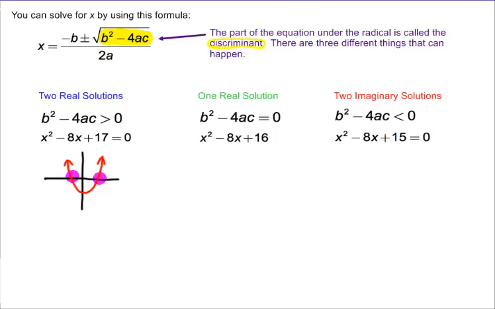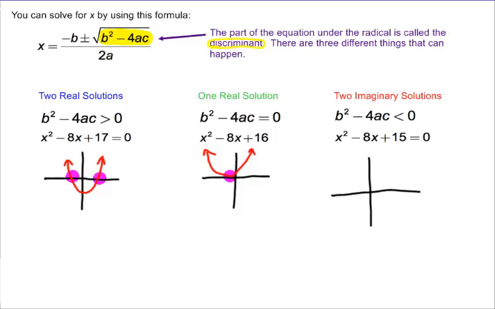Okay? The other thing that can happen is I can end up with one solution. What does that look like? Well, with one solution, I would have a graph that would just come down and just barely touch the x-axis. And it only touches at one spot. Where's that one spot? Right here. That would be one solution. And the last case that we could have would be one with two imaginary solutions.